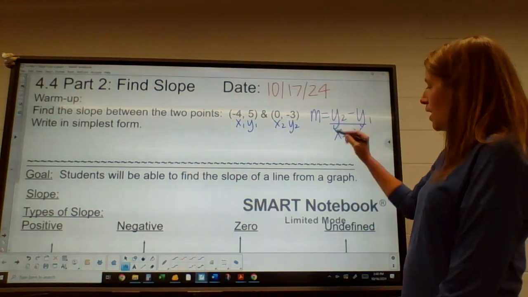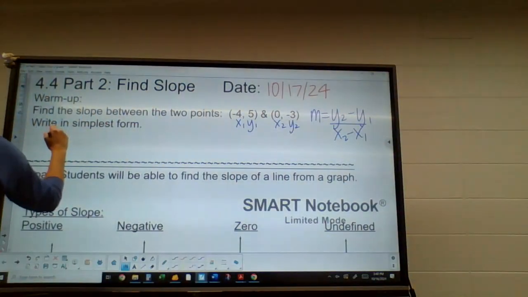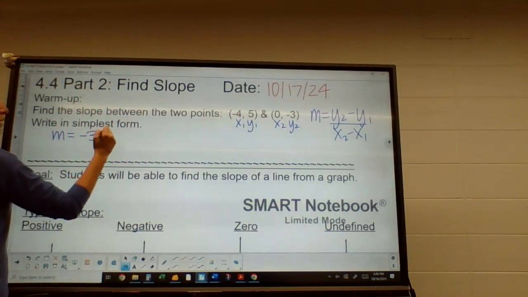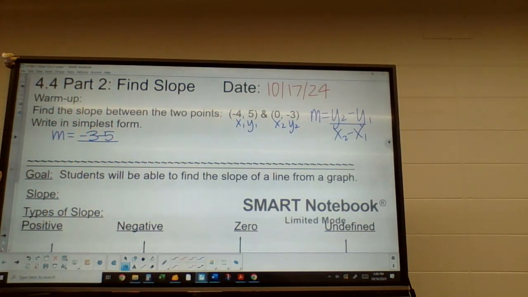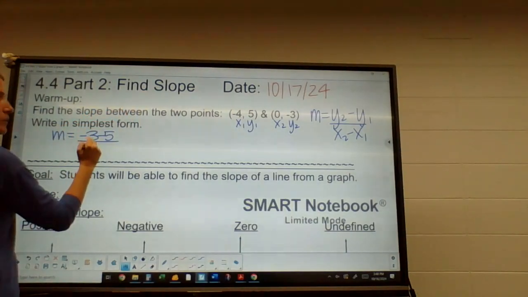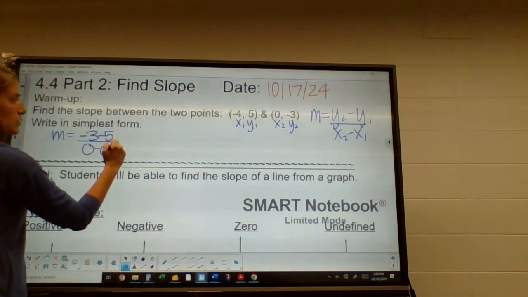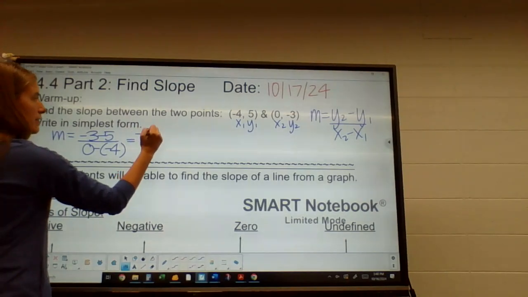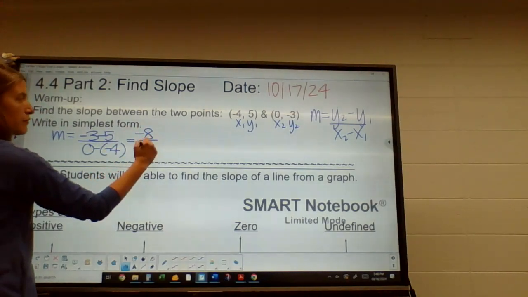So we're going to do y2, -3, minus y1, which is 5, over x2, 0, minus x1, which is -4. We end up with a -8 on top, and then a +4 on the bottom.